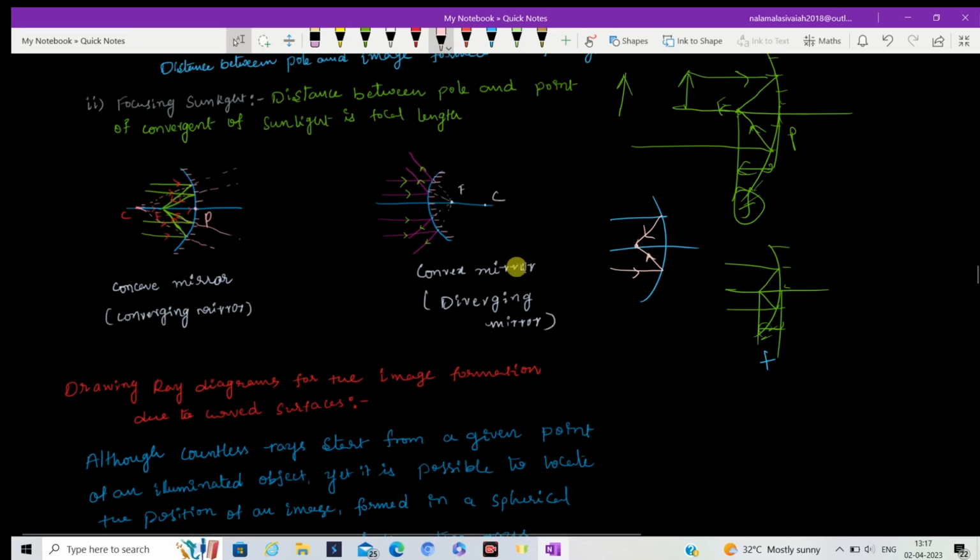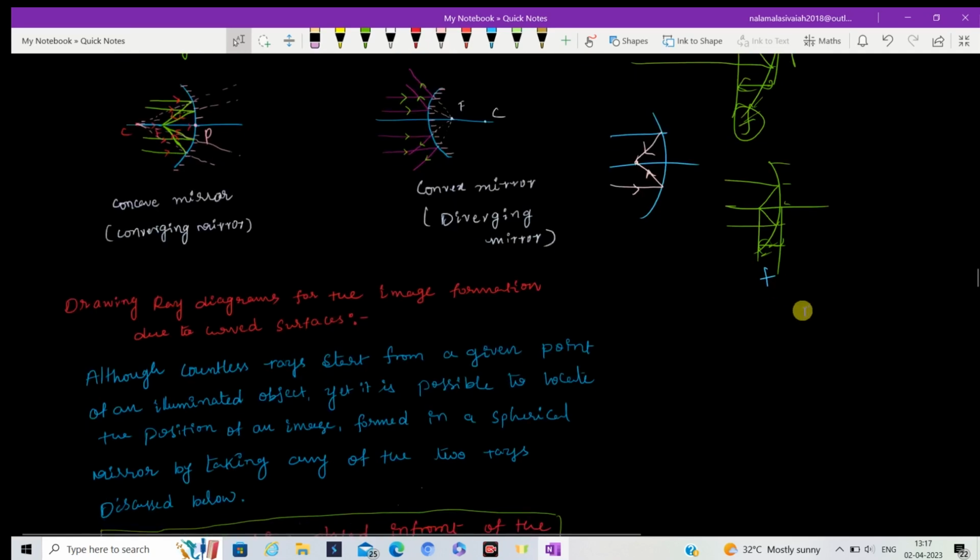Then why is the convex mirror considered a diverging mirror? When light rays are falling on the convex mirror, you can observe here, after reflection, those rays will be moving away from it, moving away from the principal axis. So those light rays will be diverging from the principal axis. That is the reason this mirror is called a diverging mirror.